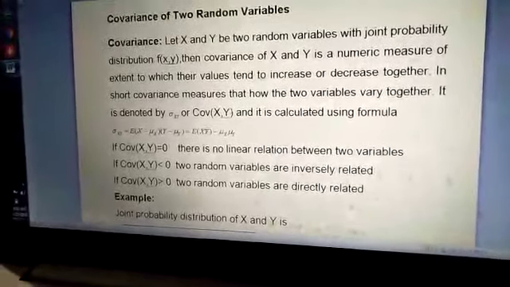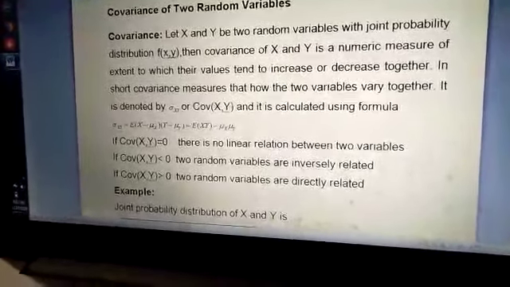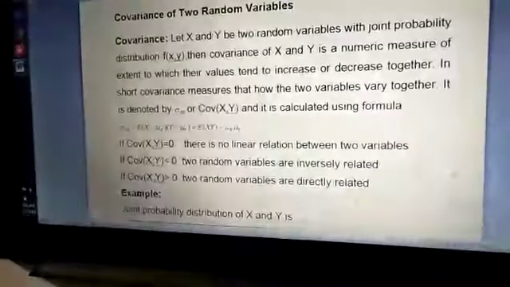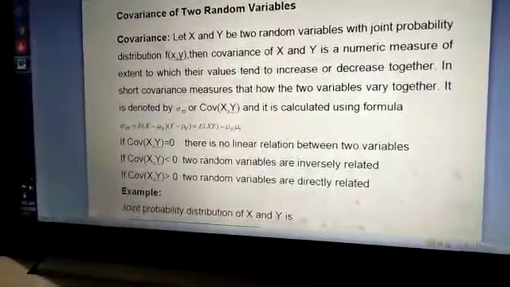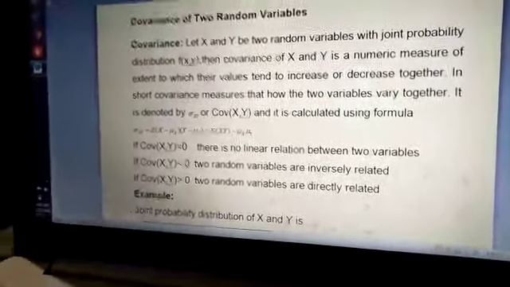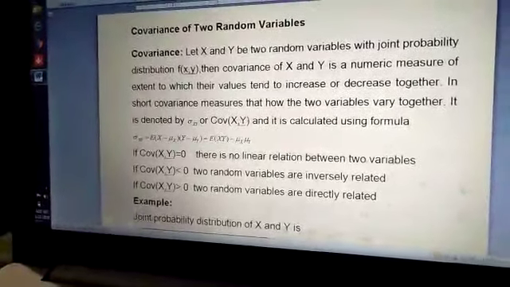If the covariance of two random variables x and y comes out to be 0, it would indicate there is no linear relationship between the two variables. No linear relationship between two random variables, but it doesn't mean that they don't have any type of relationship. They may have some non-linear relationship.